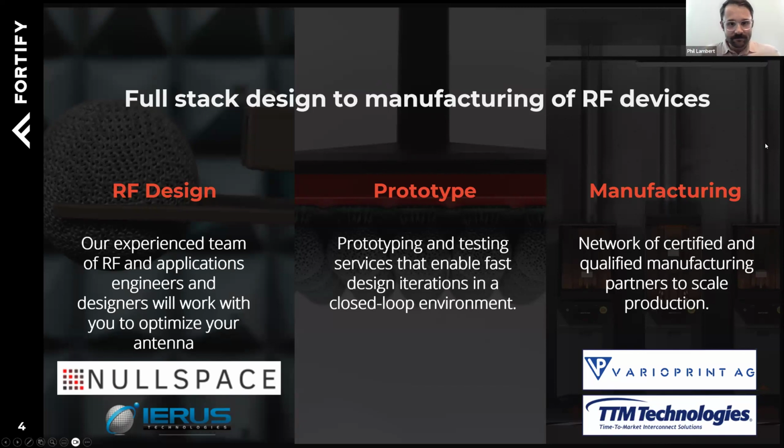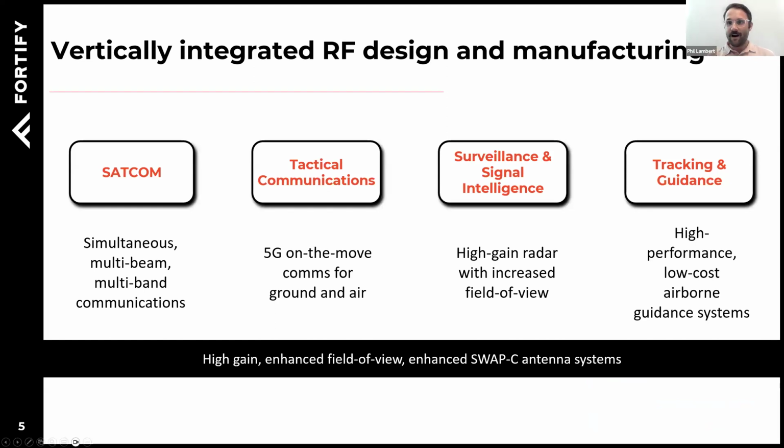Next slide, Daniel, please. And so Fortify offers these capabilities to a variety of markets, including the ones listed here. On the left, we have satellite communications. Our customers are using our technologies for different types of antenna systems for simultaneous multi-beam, multi-band communications. We've also explored the tactical communications market for some of our customers, including 5G on-the-move comms for ground systems and UAVs, and also mobile command posts using some of our lens antenna applications.